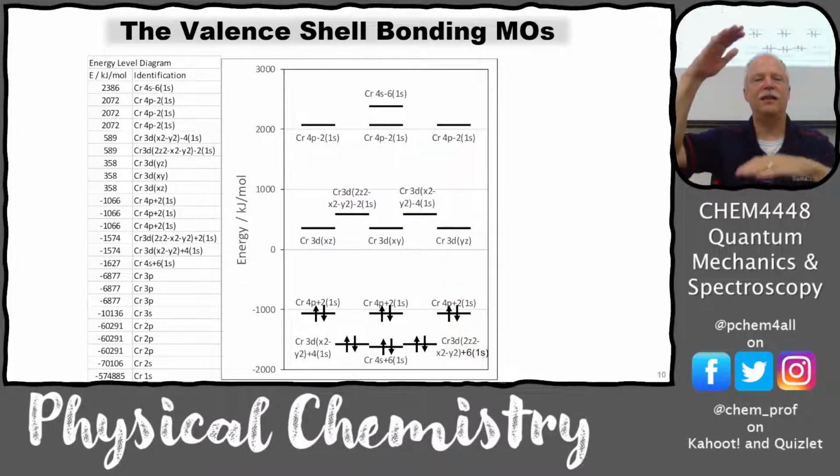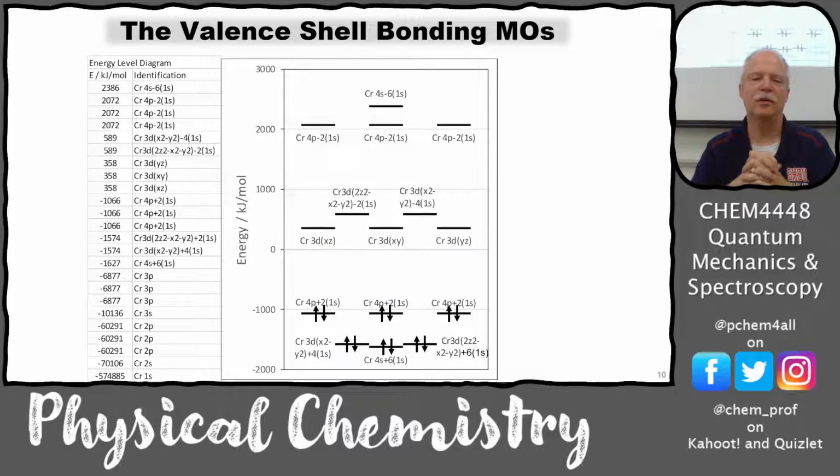So now we have the valence shell bonding molecular orbitals, and this is where it gets crazy complicated. But my goal in this is to do two things. One, to show you this little shorthand that I'm using, because it'll help us going forward. And two, to give you an appreciation for how these orbitals mix together.